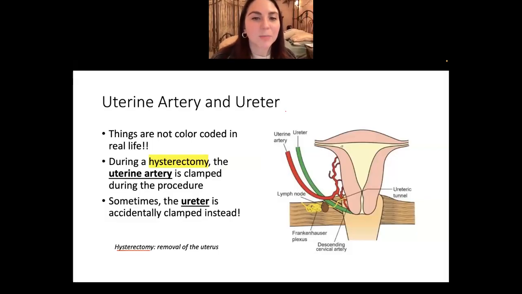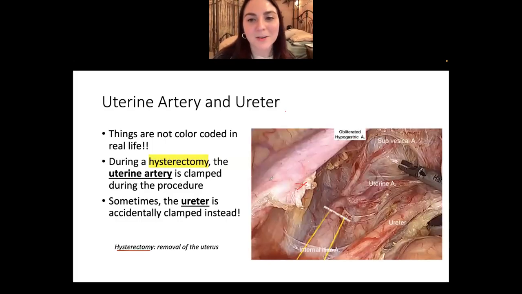What they need to do is stop the blood supply to the uterus, if they need to take it out. So they'll clamp the uterine artery, because again, the uterine artery pretty much supplies all of the female reproductive tract. Sometimes the ureter is accidentally clamped. So this is where it's really important to remember that the uterine artery goes over the ureter. It's water under the bridge. So instead of it looking like this, a surgeon is sometimes working with this, and he's like, yeah, something's happening here. So just keep in mind that things are not color-coded.